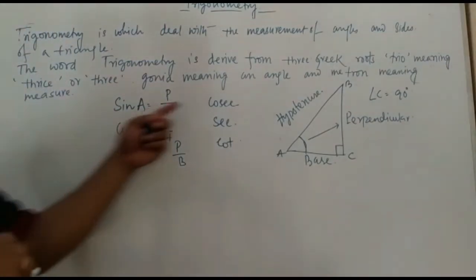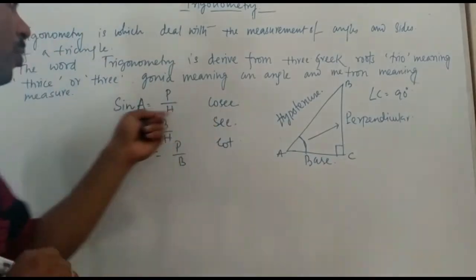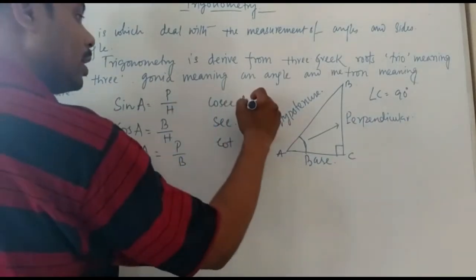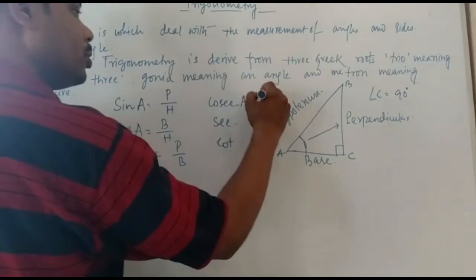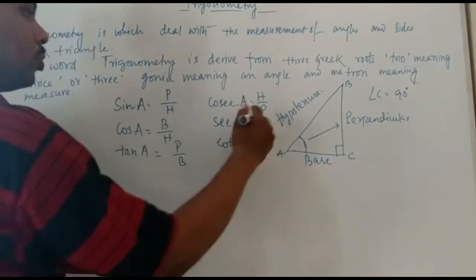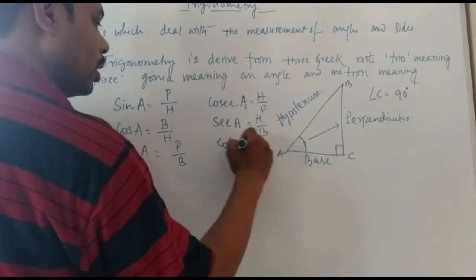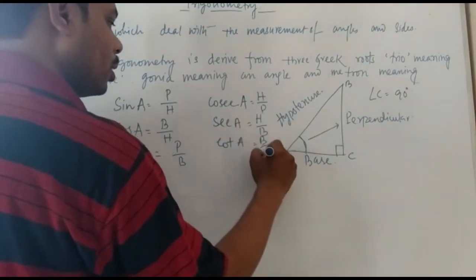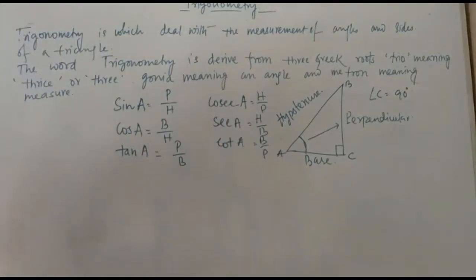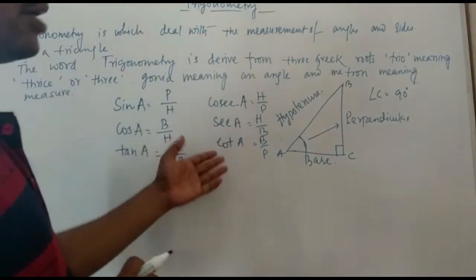Cosec is the inverse of sine, that is hypotenuse by perpendicular. Sec A is the inverse of cos, that is hypotenuse by base, and cot A is the inverse of tan, that is base by perpendicular.